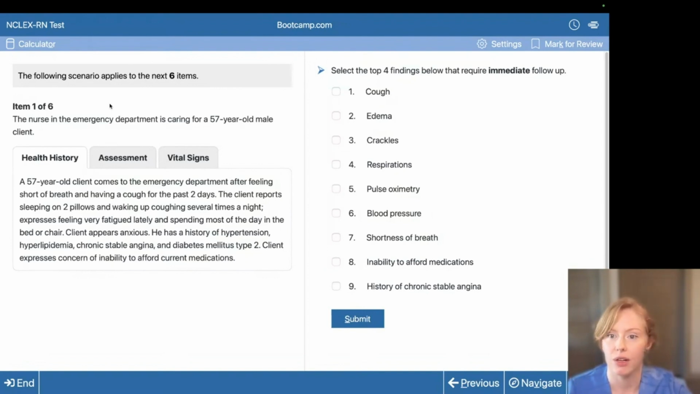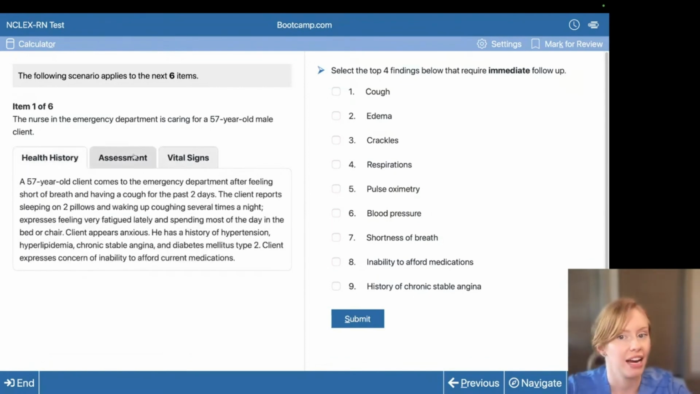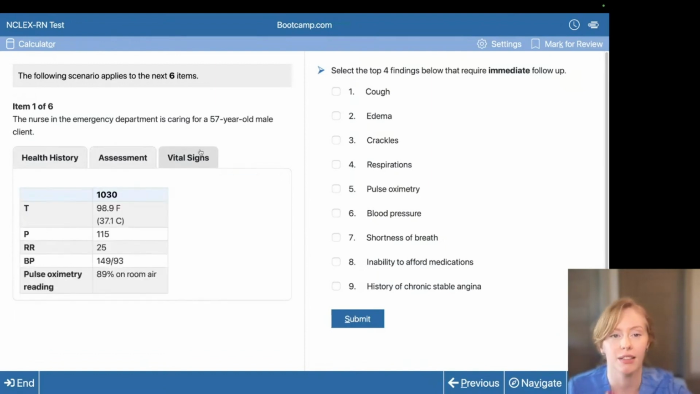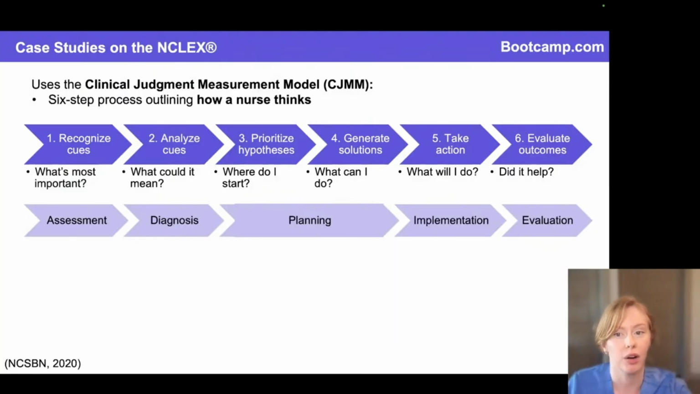Just like in real life, you're going to have a patient chart that you can click through. We can review their H&P, our assessment findings, vital signs. This can also unfold over 6 items where you get more information. We're going to go through this in practice in a little bit more detail, but this is essentially the format where you've got a 6-question case study.